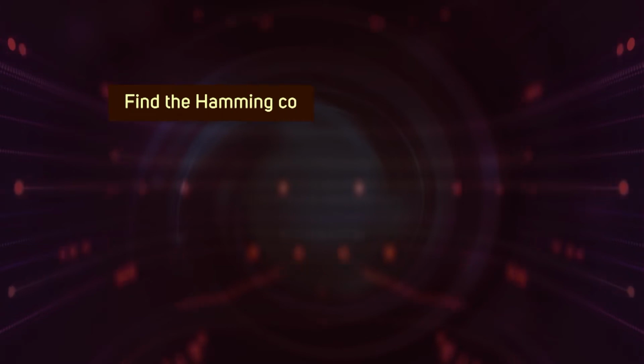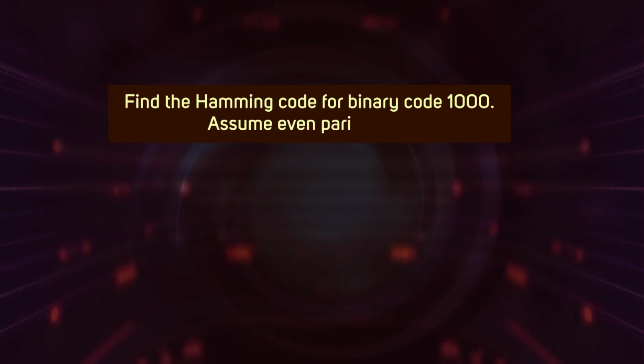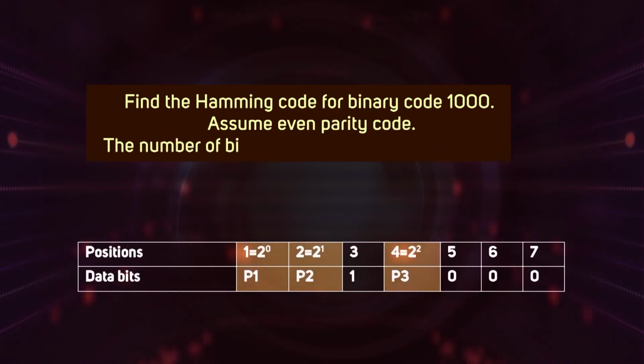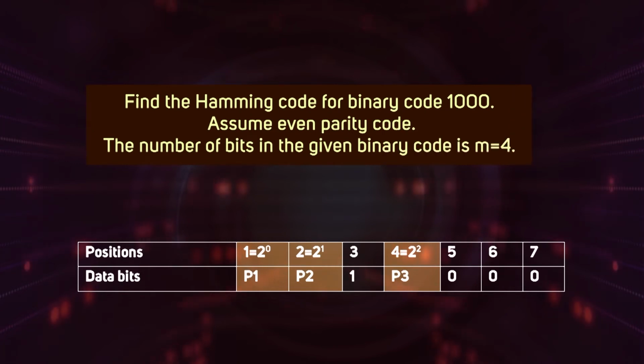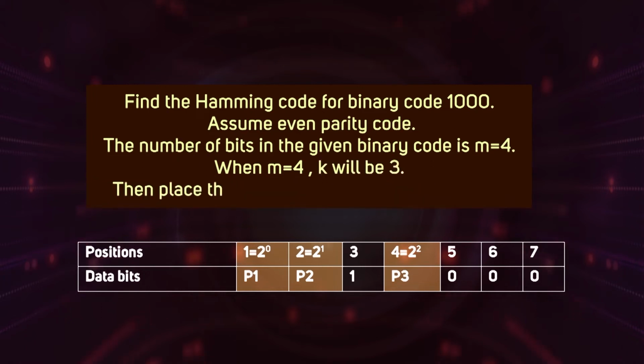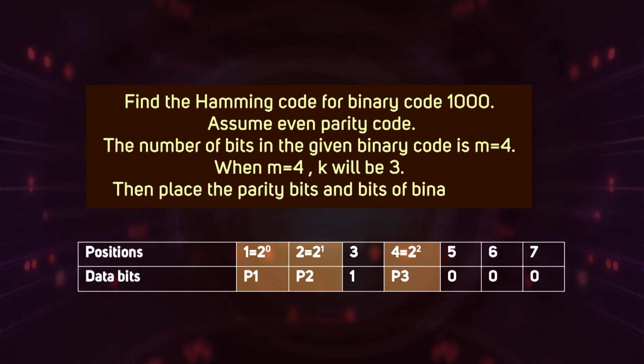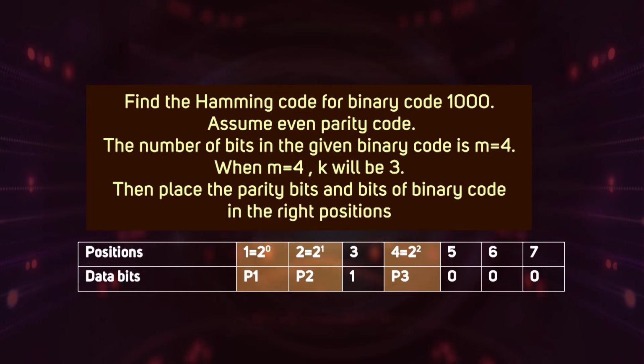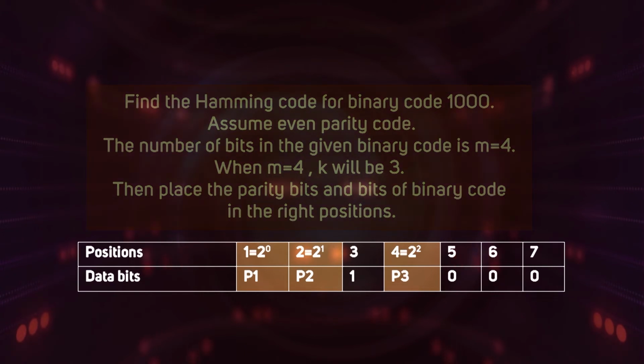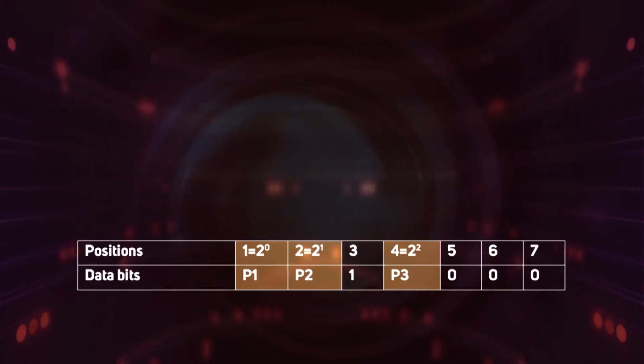Let us do one example. Find the Hamming code for binary code 1000. Assume even parity code. Here, the number of bits in the given binary code is m equal to 4. We have already discussed that when m equal to 4, k will be 3. We must place the parity bits and bits of binary code in the right positions. The parity bits P1, P2, P3 are at 1, 2, 4 positions respectively. The data bits are placed in 3, 5, 6, 7 positions.